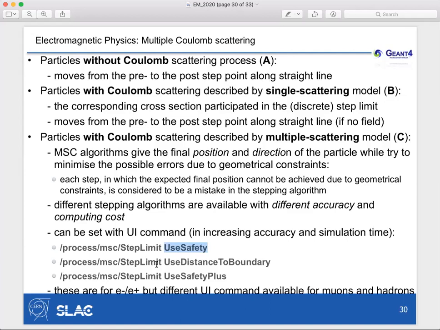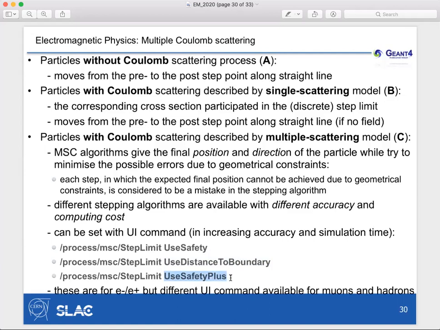Then we recommend choosing a bit stricter step limit, use distance to boundary, or if you need really precise, practically error-free stepping, that makes sure that you are always able to get to the final position, it's the use safety plus step limit, especially if you are using the EM standard option for physics. Now, at the same time, the first one will give you a fast simulation. Use distance to boundary will be a stricter step limit, so your particle will stop more frequently, while the last will be even more frequent.